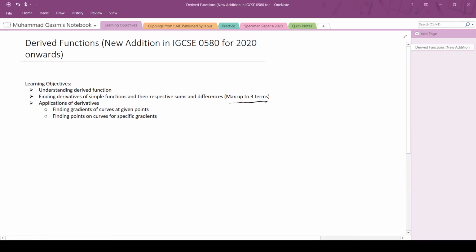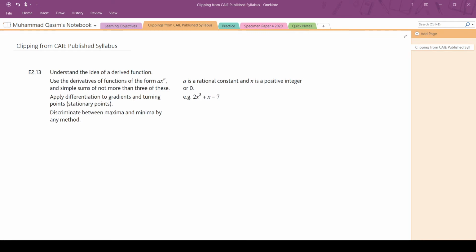Before I move on, let me take you to the clipping taken from the CAIE published syllabus for 2020 examinations onwards. In the section E2.13, you should be able to see: understand the idea of a derived function, use the derivative of functions of the form ax to the power n, and simple sums of not more than 3 of these. In this video, we shall be covering these two objectives.